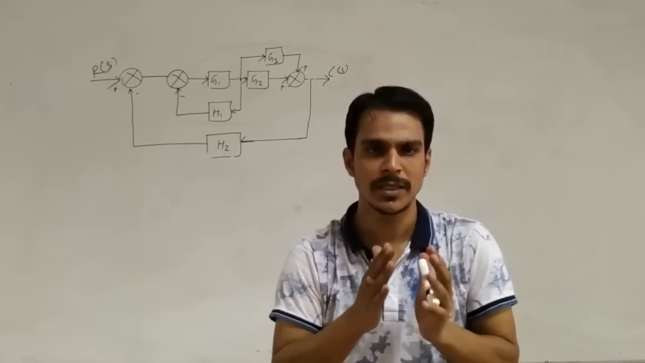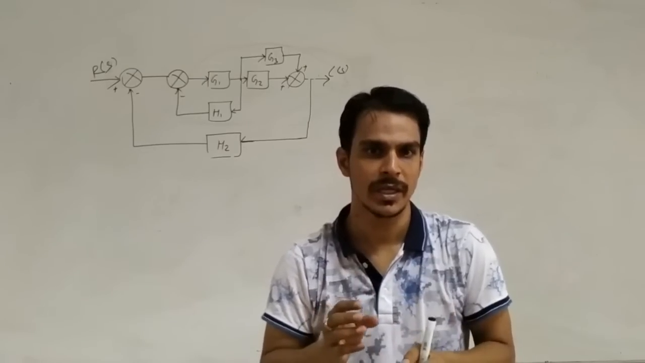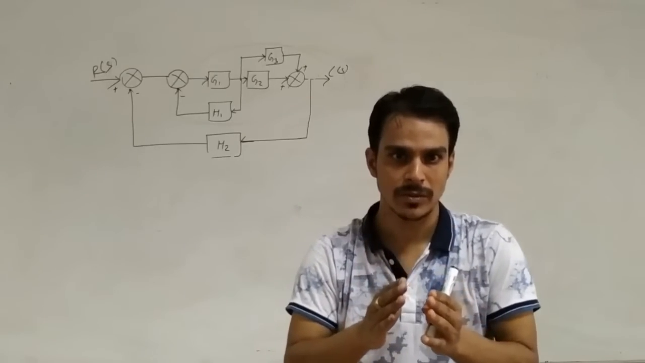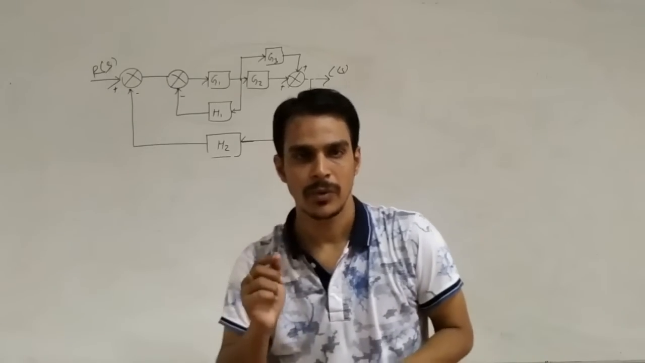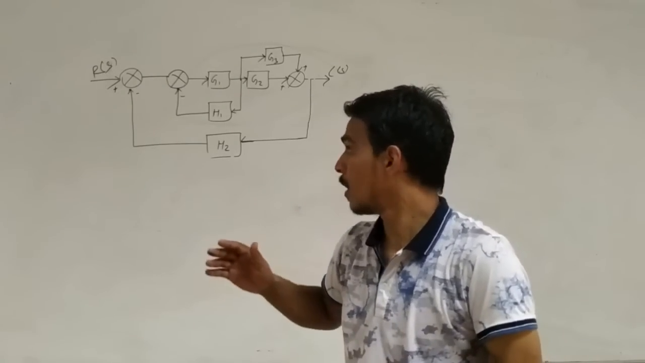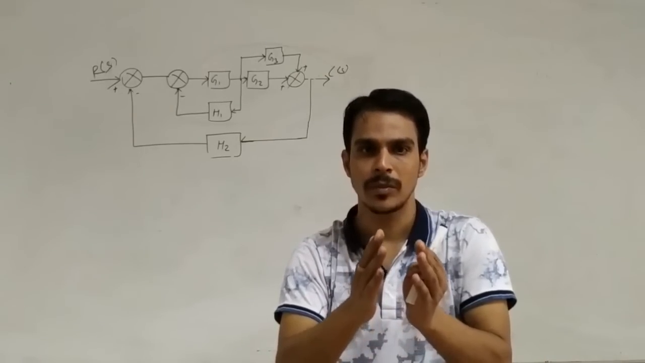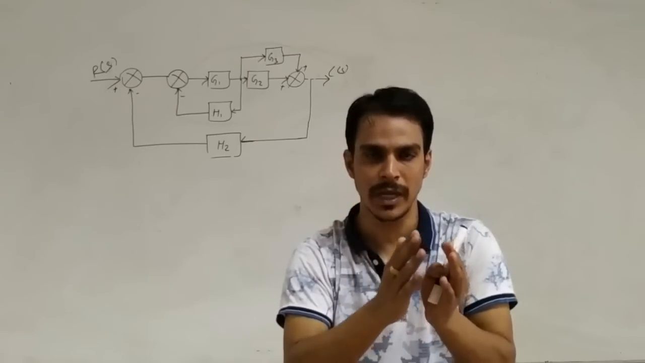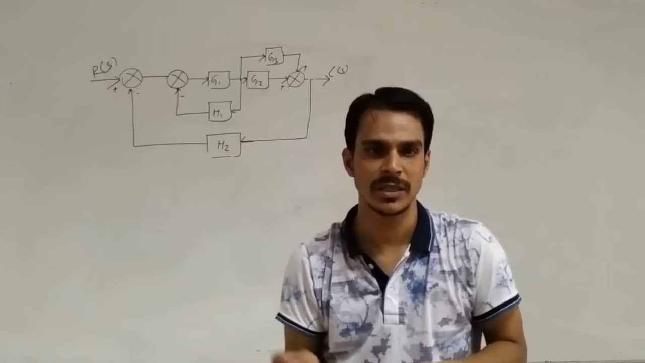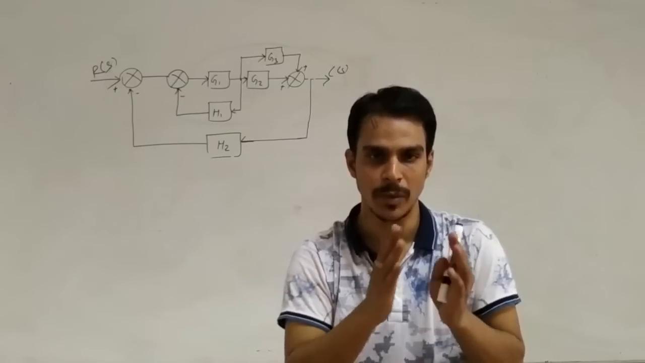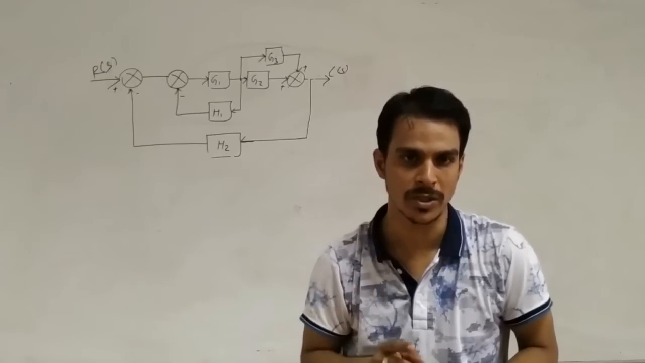First, replace all summing points and take-off points by nodes. So replace summing point and take-off point by nodes in the case of a signal flow graph. Then, if the summing point is before the take-off point, then the summing point and take-off point will be considered as a single node.